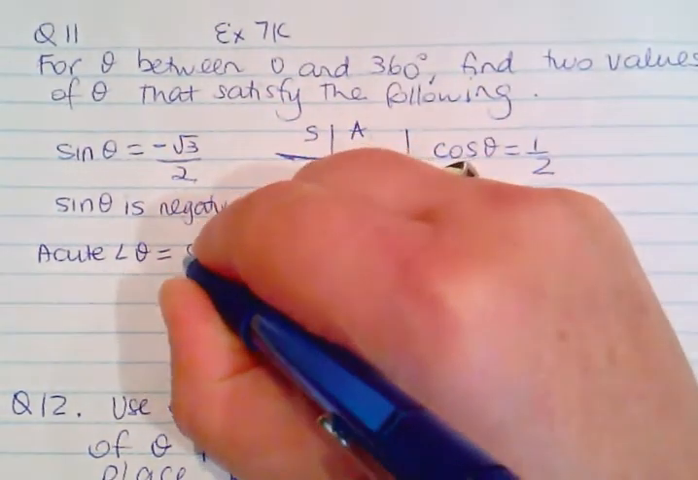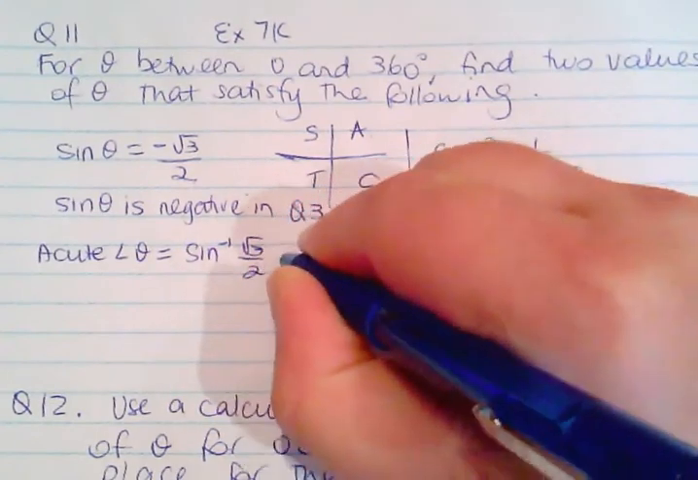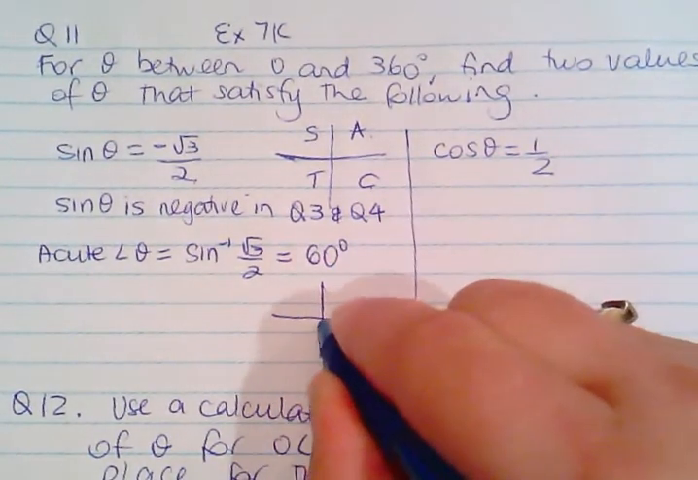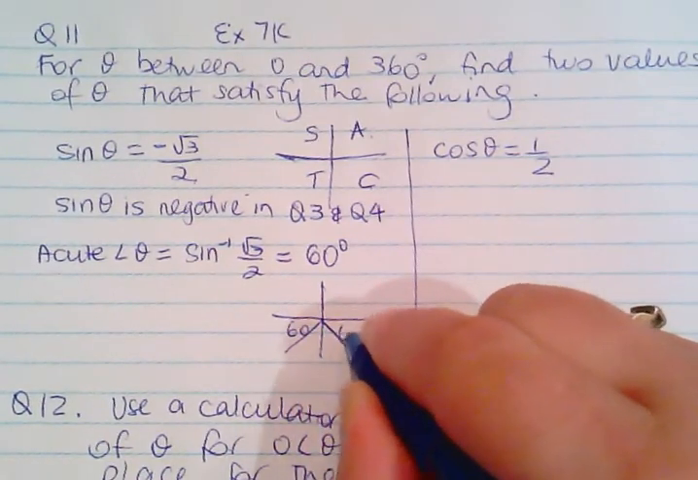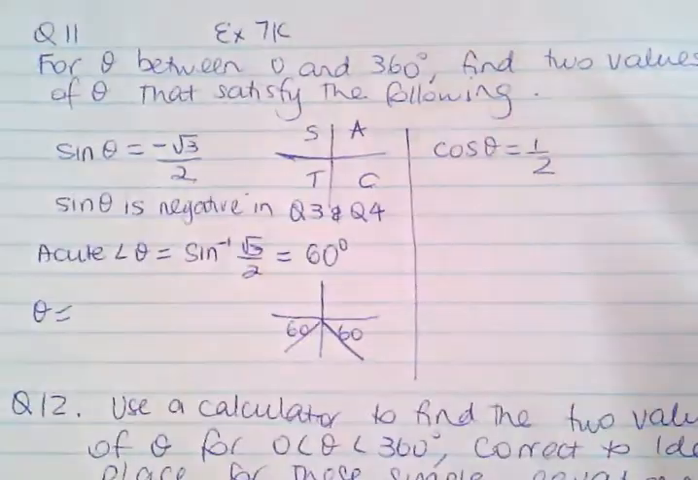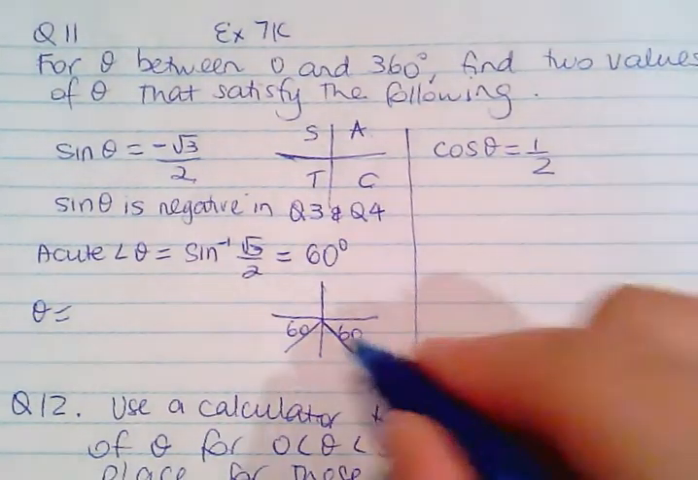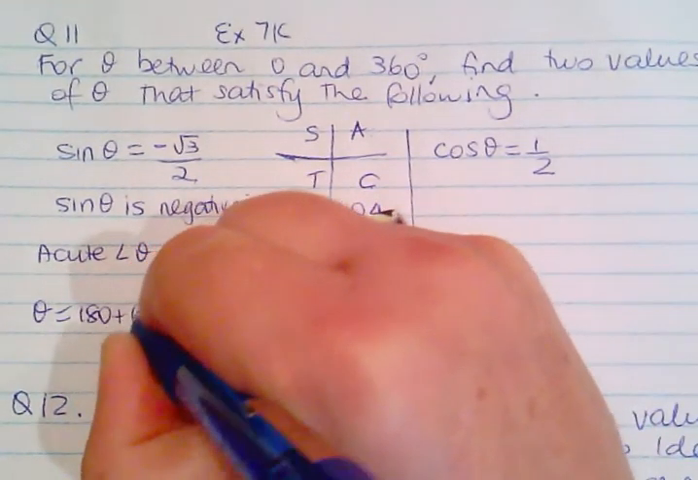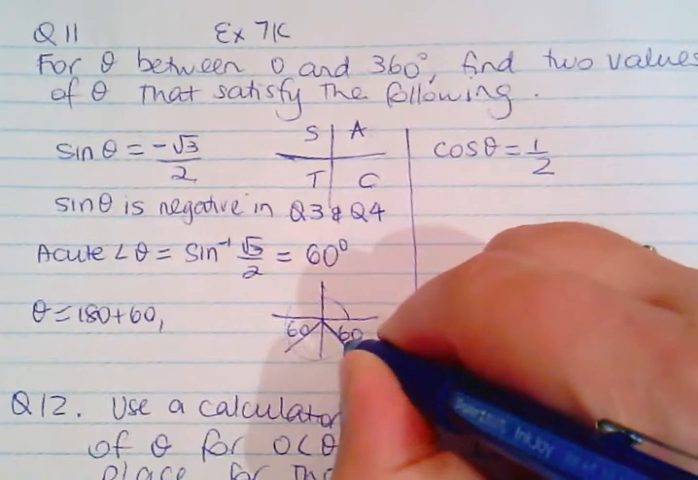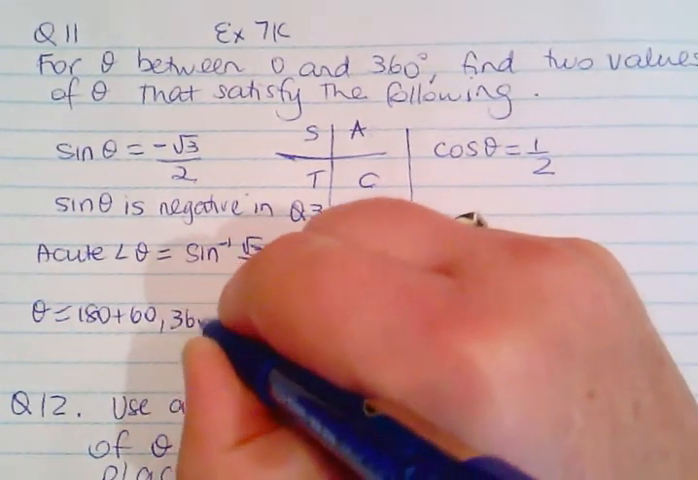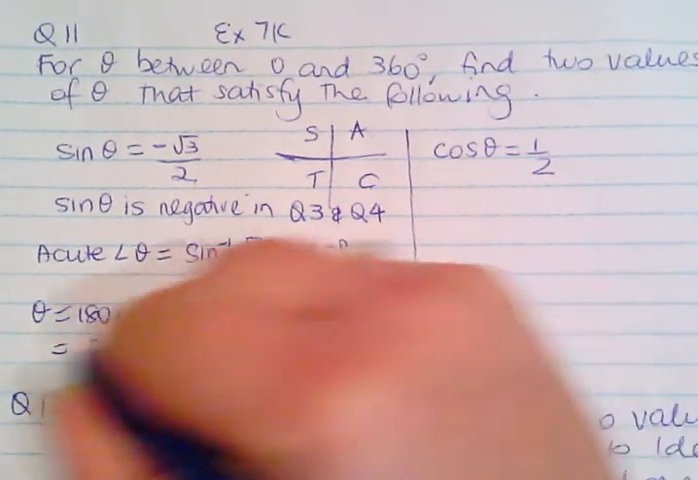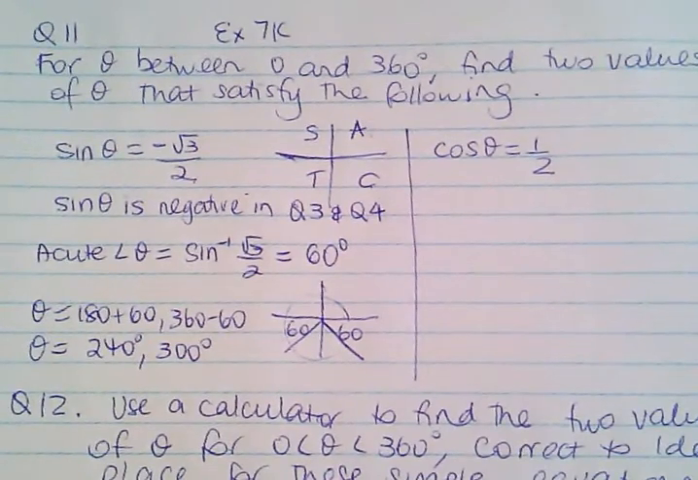So the acute angle theta would be inverse sine of root 3 on 2. In other words, sine of what angle is root 3 on 2? We know that sine of 60 is root 3 on 2. So I'll draw a little diagram. We've got 60 degrees in quadrants 3 and 4. We need two values for theta. This angle is 180 plus 60, and this other angle is 300, because it's 360 minus 60. So your two answers are theta is 240 degrees and theta is 300 degrees.